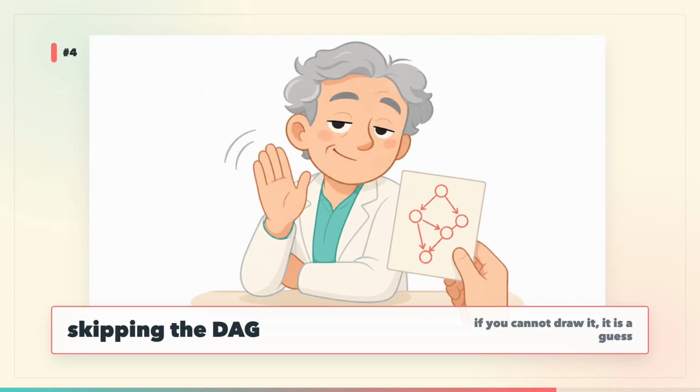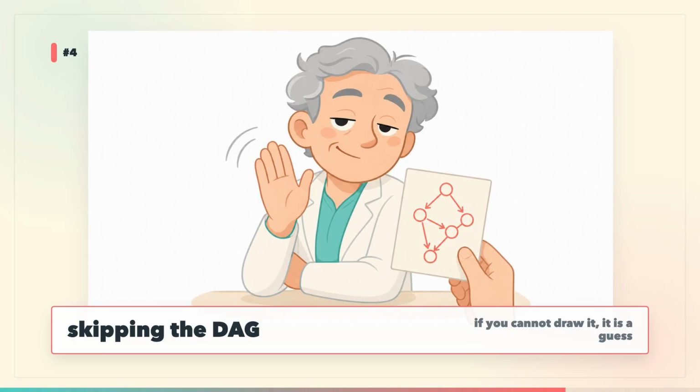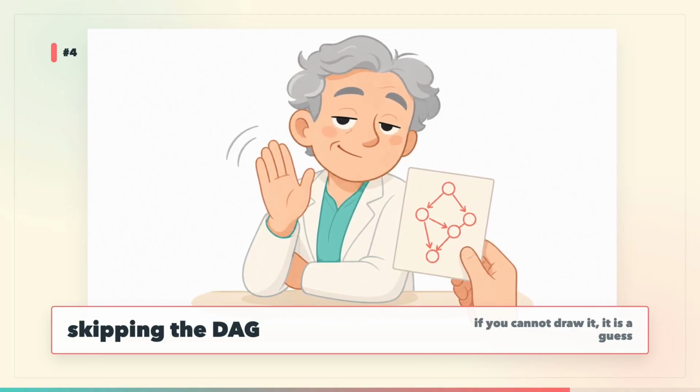Anti-pattern 4, skipping the DAG entirely. I've been doing this for 10 years. I don't need a diagram. If you can't draw it, your adjustment strategy is a guess.